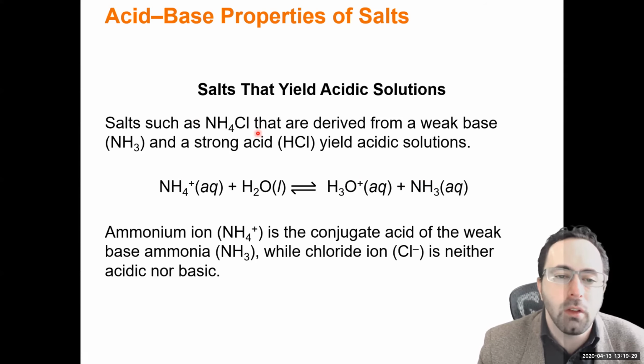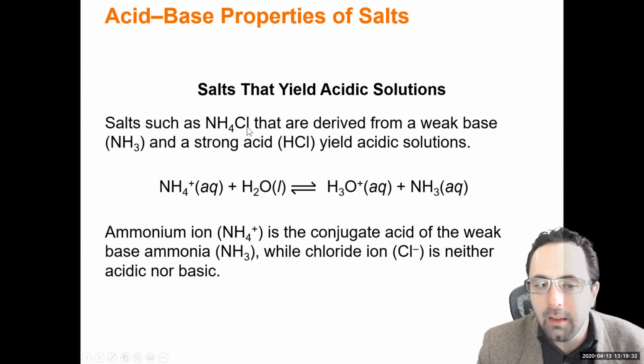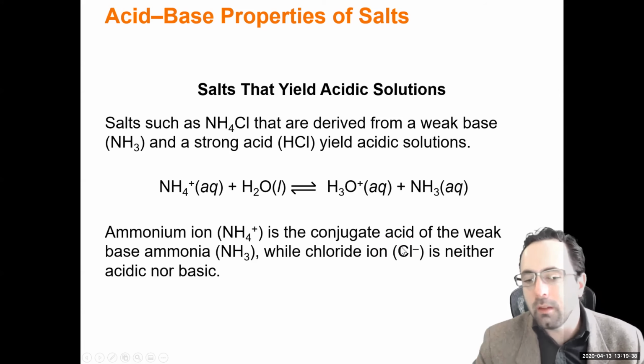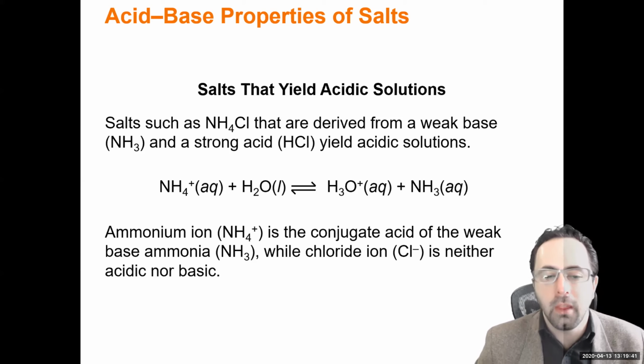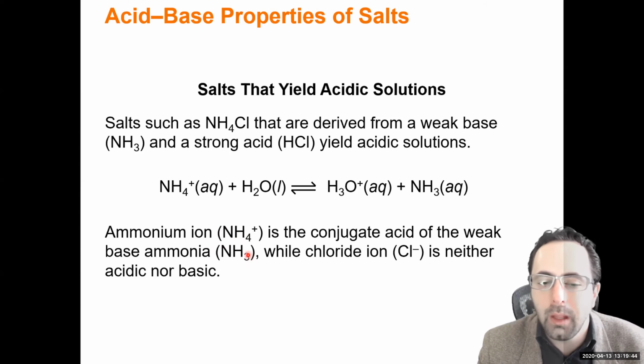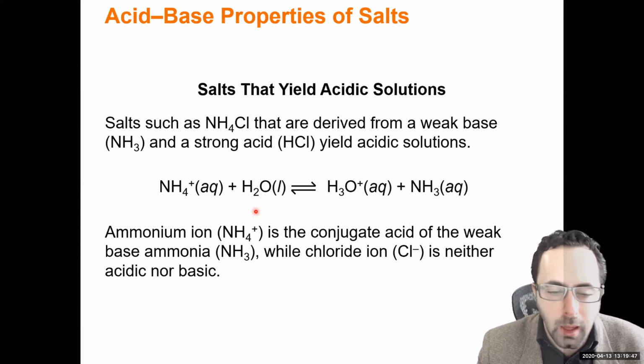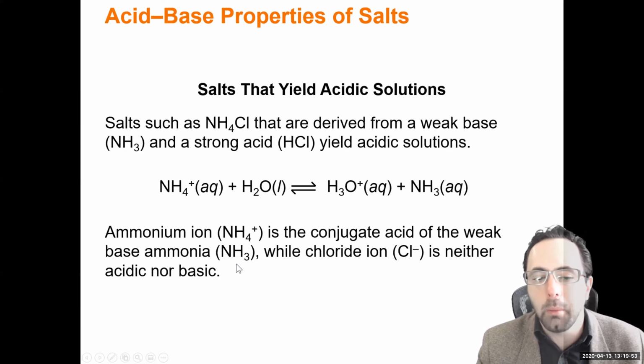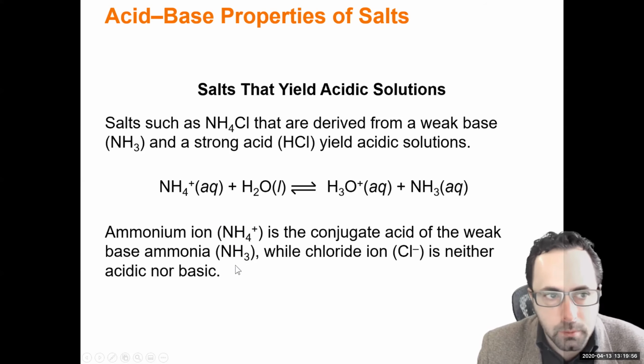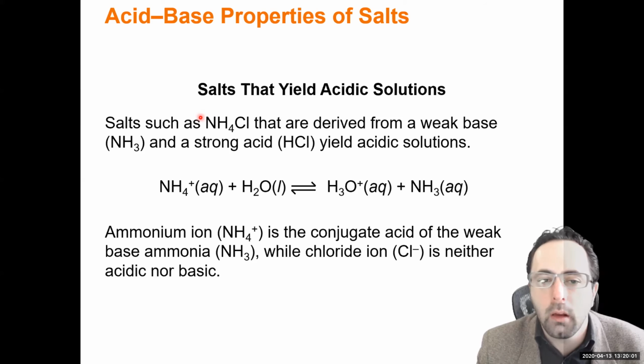So let's say you have salts like ammonium chloride. Well, as we saw in the last slide, the chloride ion is the conjugate base of a strong acid, so it is not acidic or basic. But the ammonium ion is the conjugate acid of a weak base, and so it will behave as an acid. So cations that are the conjugate acids of a weak base can behave like an acid. So ammonium chloride here, we saw that this was acidic when dissolved because the chloride is neutral, but the ammonium is acidic since it is the conjugate acid of a weak base.